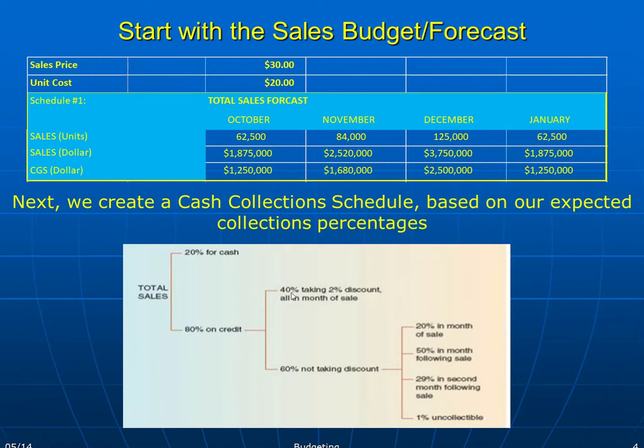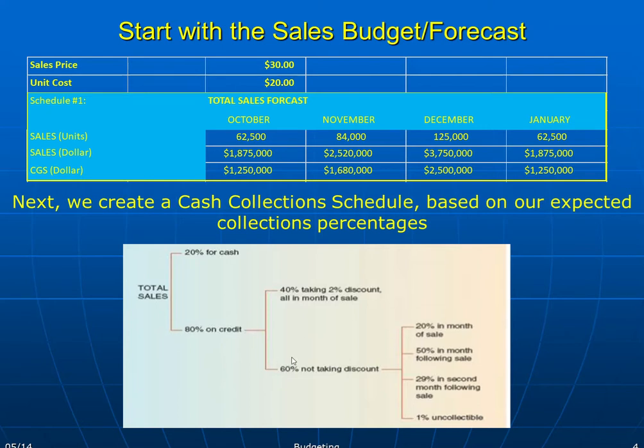So obviously, this 40% of this 80% that we are expecting to take the sales discount means they will be collected within that discount period. 60% we're budgeting will not be taking the discount. So when will they be collected? Well, based on our past experience, we assume that 20% of those will be collected in the month of sale. That would be month 0. 50% in the next following month. That would be month 1. 29% in the second following month. That would be month 2. And notice that this does not add up to 100%. It adds up to 99%. So we are budgeting that we will not collect 1% of our sales.